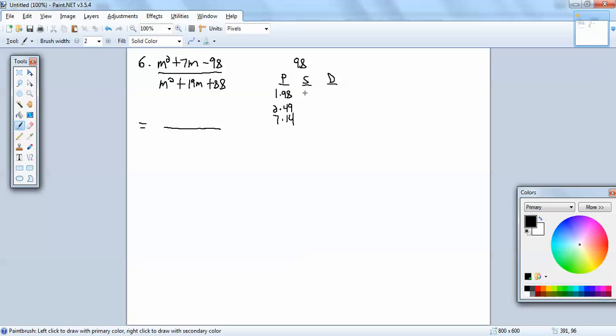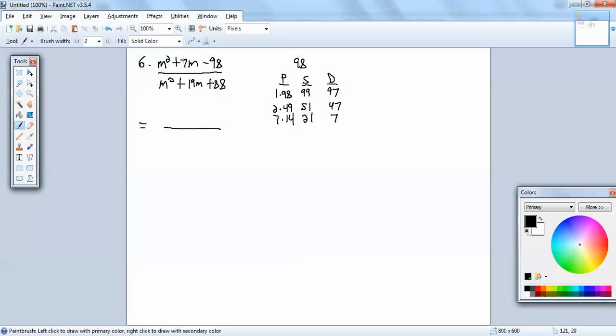So add them. 1 plus 98 is 99. 2 plus 49 is 51. 7 plus 14 is 21. Subtract them. That's our difference column. 98 minus 1 is 97. 49 minus 2 is 47. 14 minus 7 is 7.